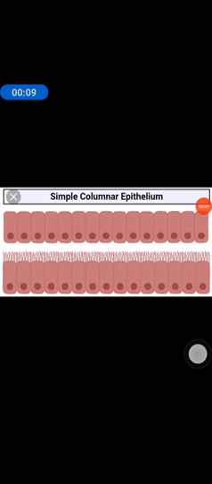Now, what are the characteristic features of simple columnar epithelium? Cells are arranged in a single layer and all cells rest on a basement membrane. The important feature is that the cell's length is more than breadth, and cellular height is more. Now, what are the functions of simple columnar epithelium? They play an important role in absorption, secretion, and they give protection and lubrication.